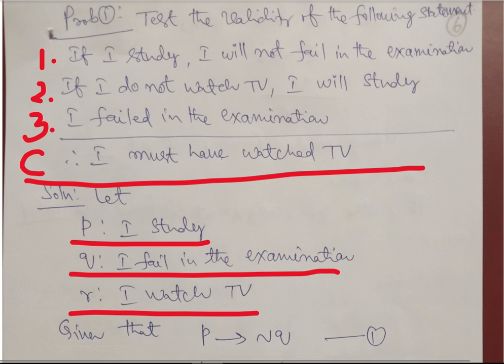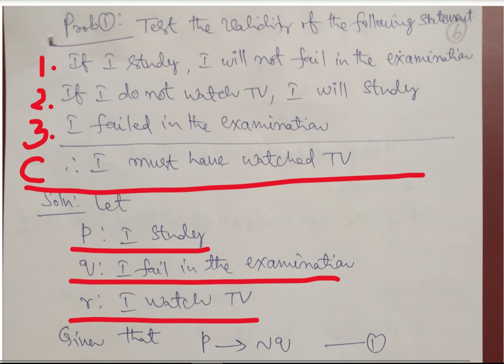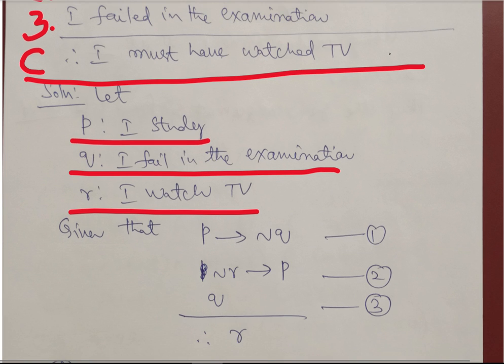So with that, the given text can be rewritten as: if I study, I will not fail in the examination. I study is P, I will not fail in the examination is negation Q. If then, so it is an implication. So P implies negation Q. Be careful here. Use all your logical connectives concepts and write them properly. If you make a mistake here, you will not be able to get the proper result. So P implies negation Q.